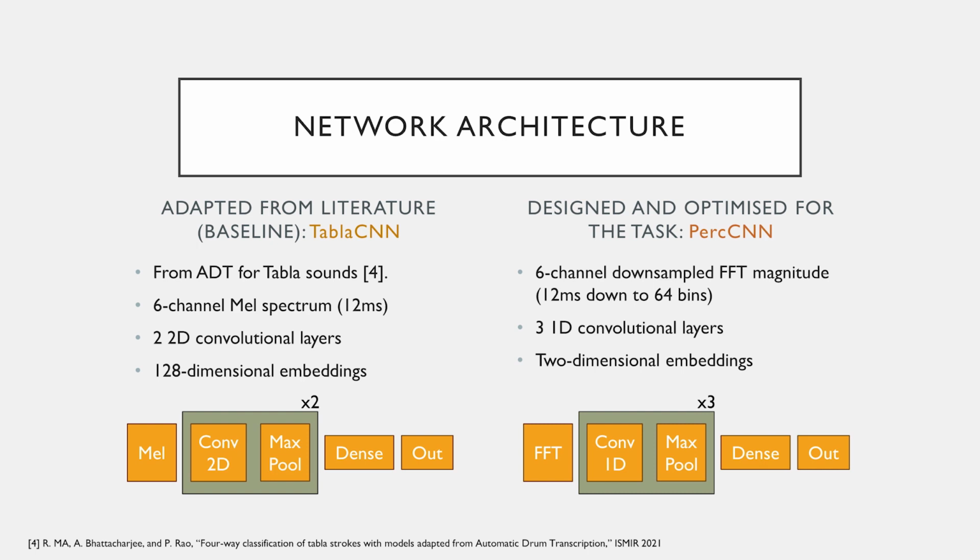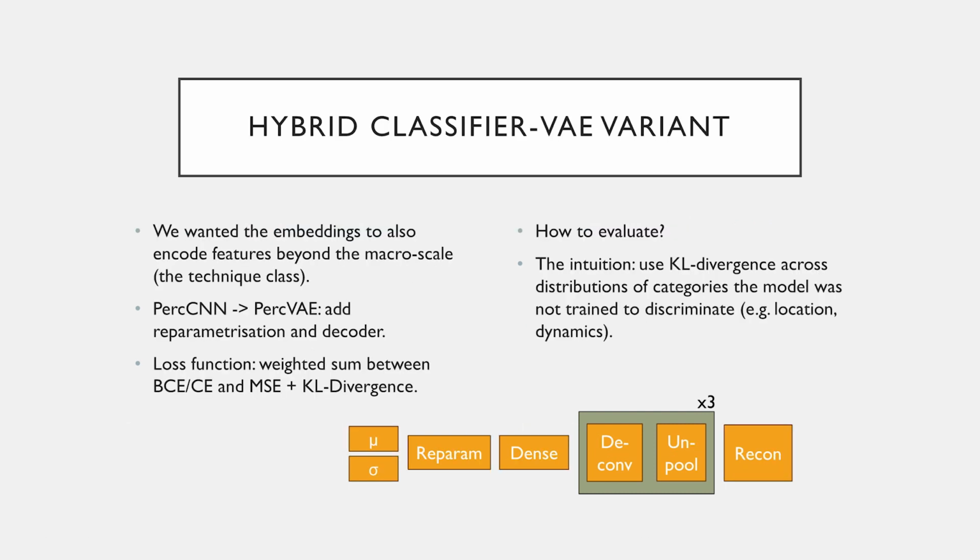It uses downsampled FFT magnitude as input representation. It has 3 1D convolutional layers rather than 2 two-dimensional ones. And its last dense layer is a very small two-dimensional bottleneck to aid operations such as parameter mapping in a DAW or in an audio plugin. We wanted that small bottleneck to also encode meaningful information beyond the decision boundary of the technique class.